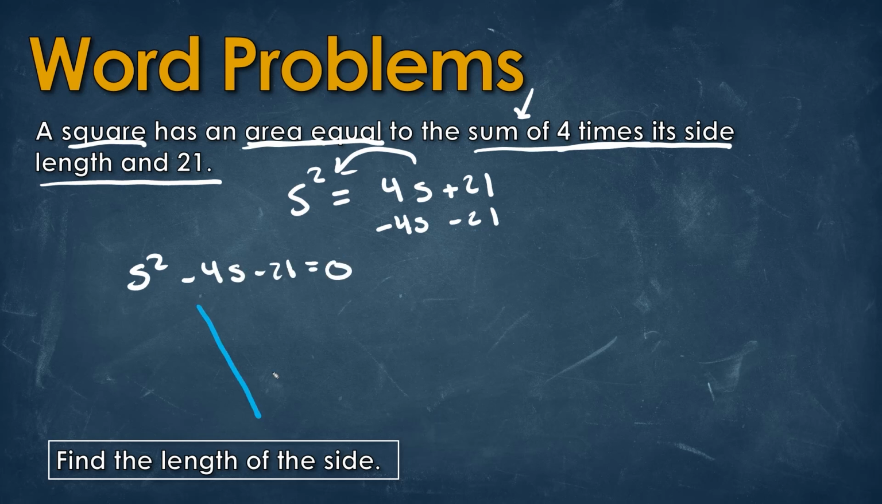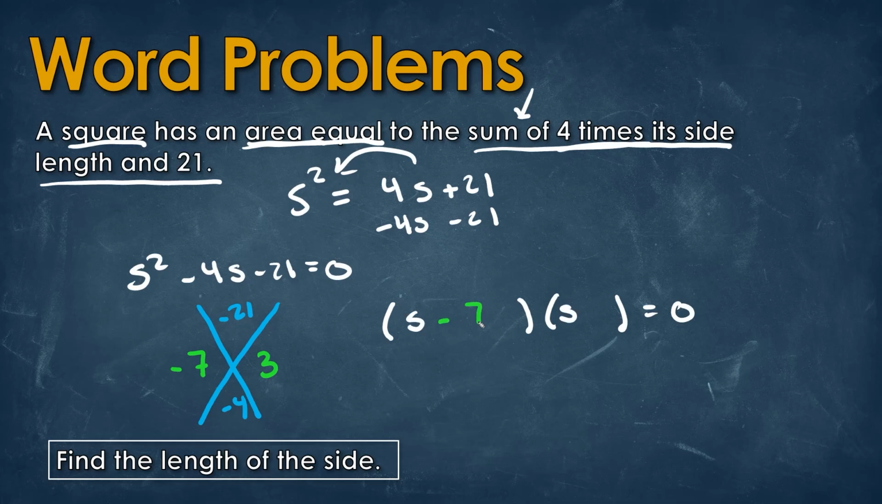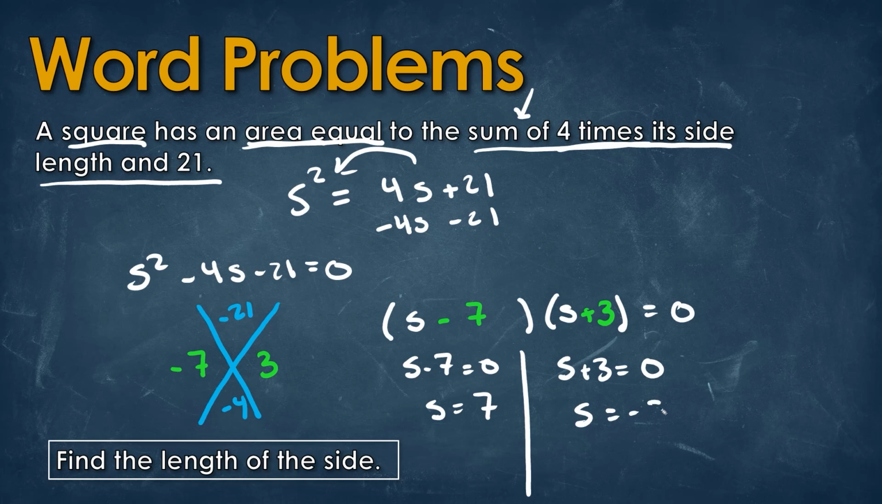So with this, we can try using the diamond method first, and hopefully that it's easier to solve than doing the quadratic. And we'll notice that our answers are going to be negative 7 and positive 3, meaning that we can set this up and factor it with parentheses, where we have s minus 7 times s plus 3, to where we'll have s minus 7 equals 0, so s will be equal to 7. S plus 3 is equal to 0, so s will be equal to negative 3. We can't have a negative side length, so the only available option is that s is equal to 7.